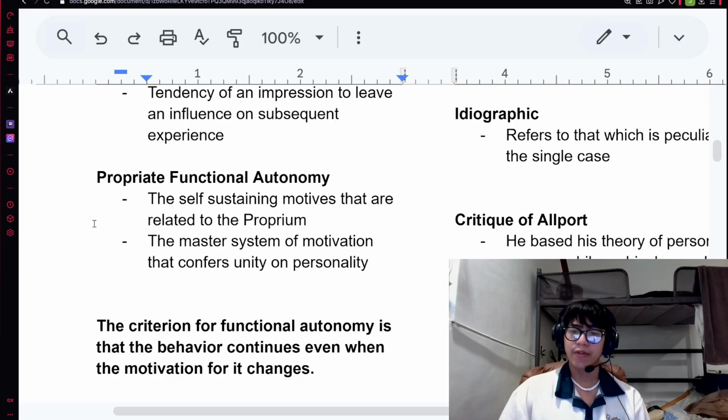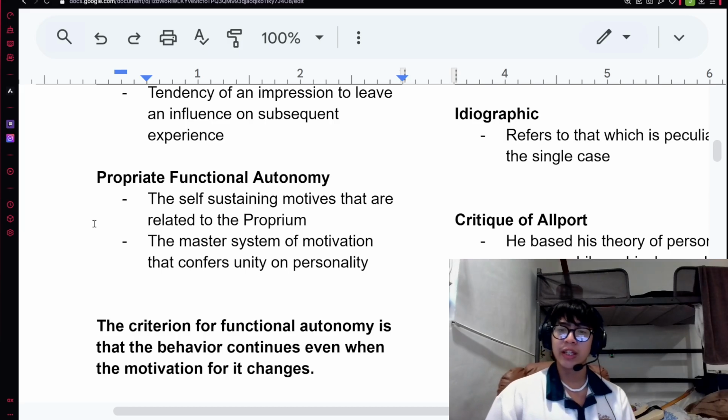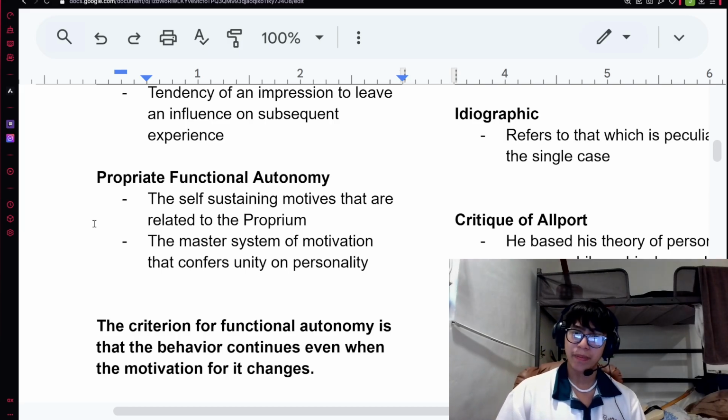Next is appropriate functional autonomy. So, appropriate functional autonomy is the self-sustaining motives that are related to the proprium. So, this is basically the master system of motivation that confers unity on personality. So these are basically, as we have mentioned earlier, the proprium, the characteristics, traits, and behaviors that you feel are important to you, right?